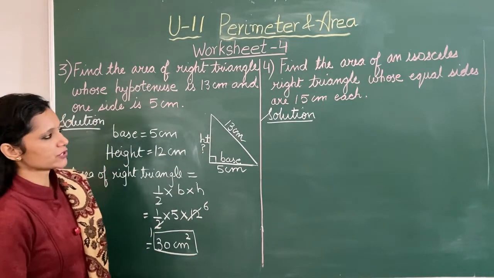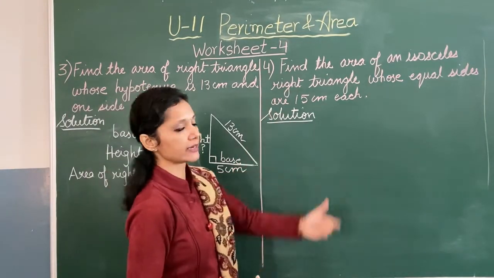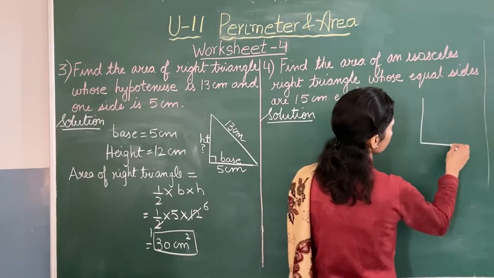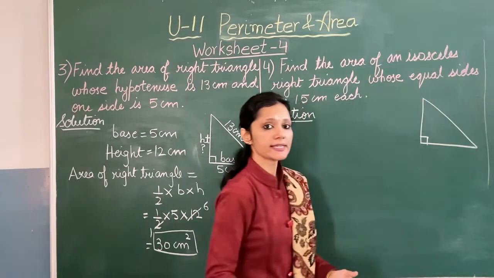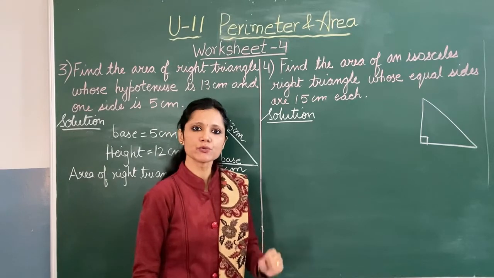Coming to the next question, question number 4. Find the area of an isosceles right angled triangle. So let's draw a right triangle which is also isosceles. This is a right angled triangle. And when they are saying isosceles, that means two of the sides are equal. Now which two sides are equal?